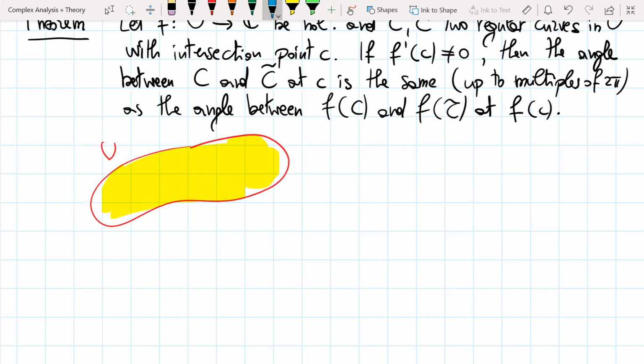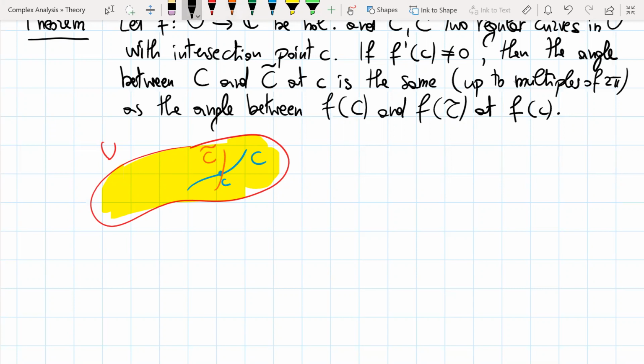And here we are taking two curves passing through a point. So the first curve maybe is like this. This is C. And then it goes through this point, small c. And then we have another curve doing like this. This is C tilde.